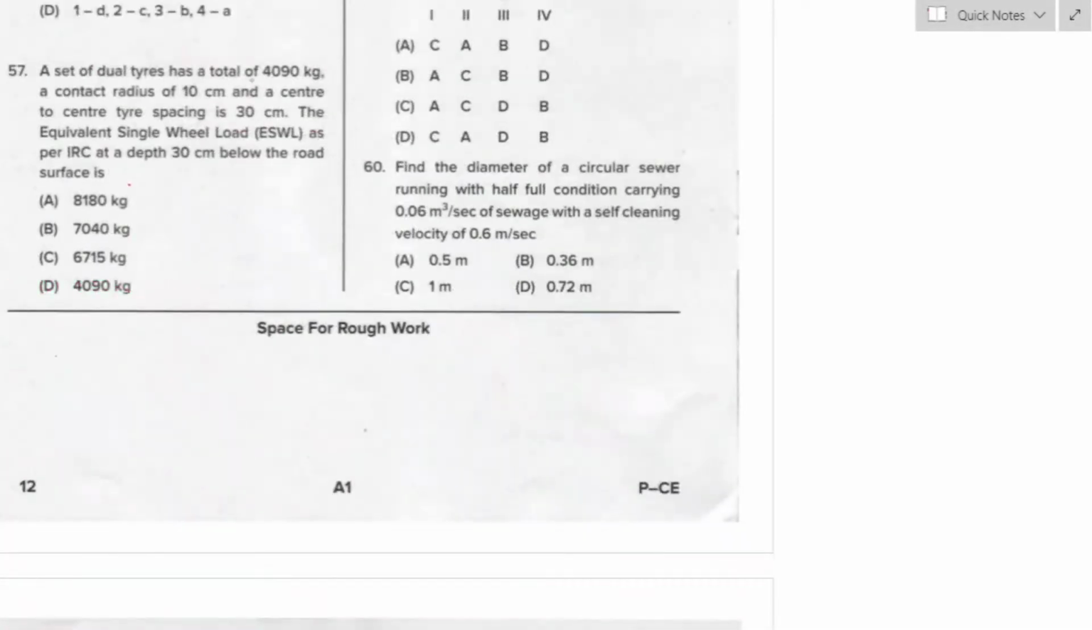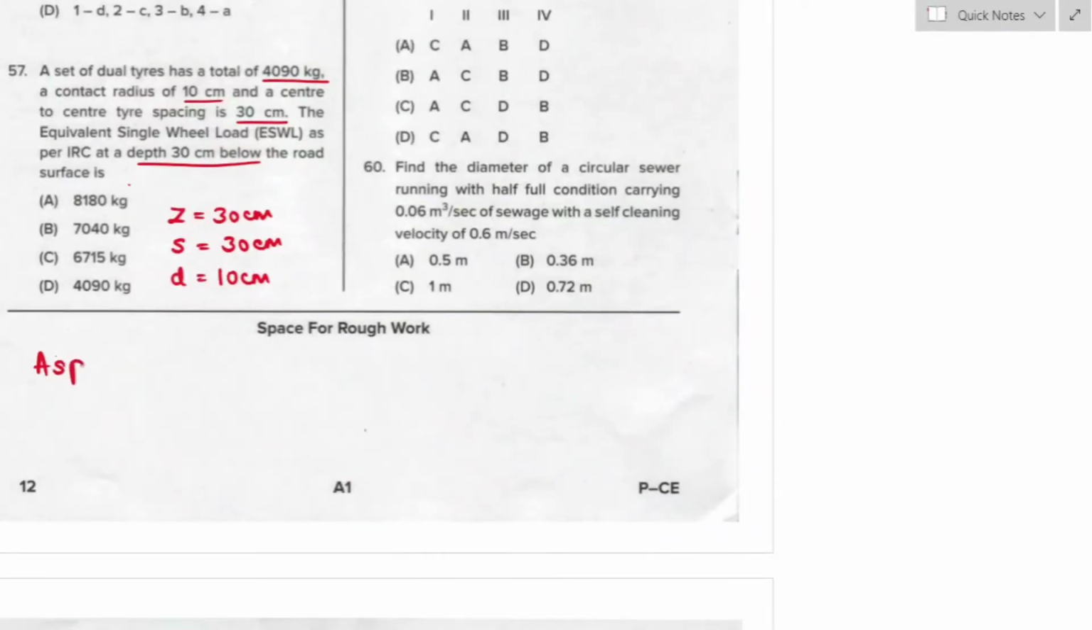Question number 57. A set of dual tires has a total of 4090 kg and a contact radius of 10 cm and center to center tire spacing of 30 cm. The equivalent single wheel load as per IRC at a depth of 30 cm below the road surface is. So let's write down the given data. Depth is given as 30 cm, so Z is equal to 30 cm. Center to center tire spacing is 30 cm, so S is equal to 30 cm, and contact radius is given as 10 cm, so D is equal to 10 cm.